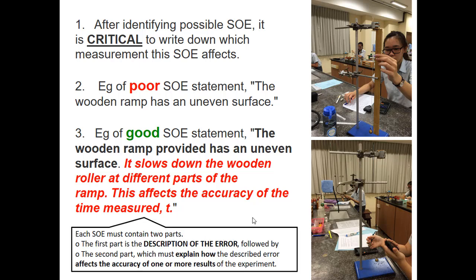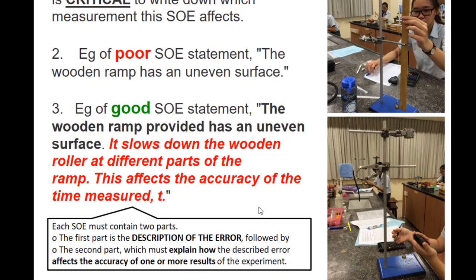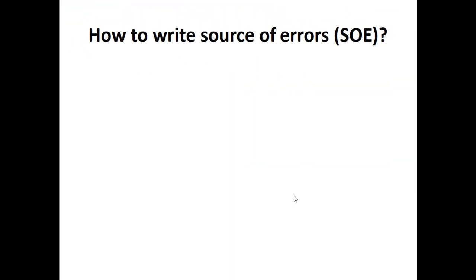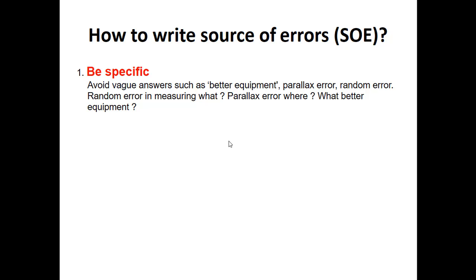So class, under the discussion part in your report writing, for each source of error you must contain two parts. First part is the description of the error, followed by the second part which you must explain how the described error might affect the accuracy of one or more results of the experiment. So bear in mind, when we write down the source of error in our report writing, we must be specific. Avoid using vague answers such as better equipment, parallax error, random error.